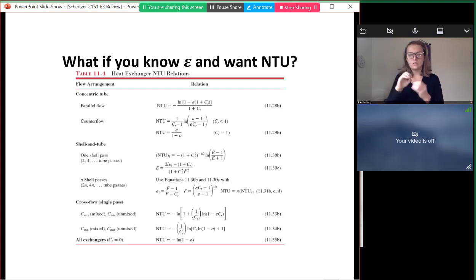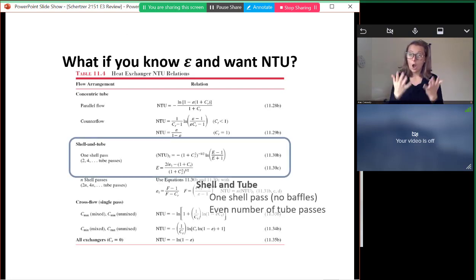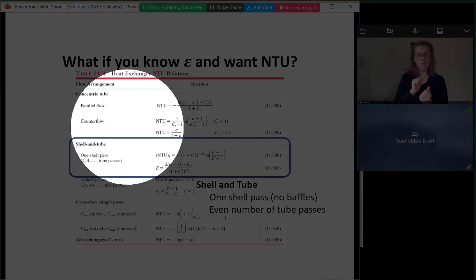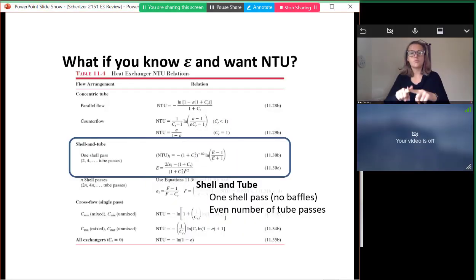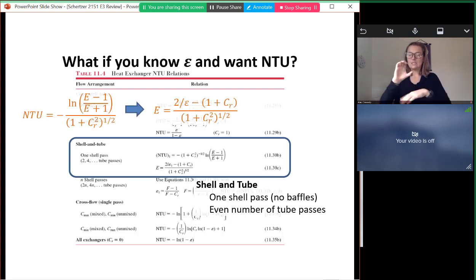But I can look on my list and I see for shell and tube with even passes, 2, 4, 6, 8, presumably, then I use this equation. And so I need to find NTU and I need to find capital E. To do that, I'm going to know the ratio of the big C's, so C sub R, and I'm going to know the effectiveness of the heat exchanger. These are the expressions I'm going to use to get NTU. And from the definition of NTU, I'll get area.